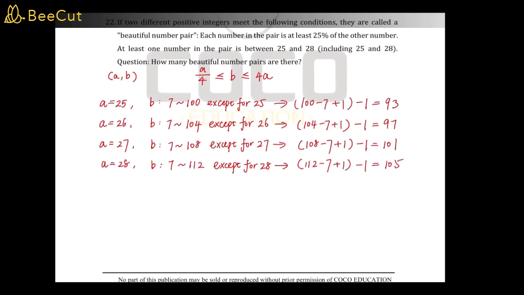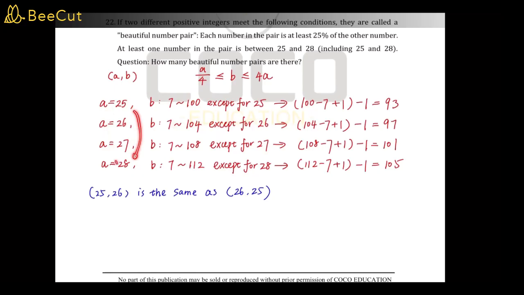Okay, then we'll notice that some of the numbers are counted twice. You see, when A is 25, B can be 26. And when A is 26, B can also be 25. So 25, 26 is the same as 26, 25. That's counted twice. Then 25, 27 is the same as 27, 25.